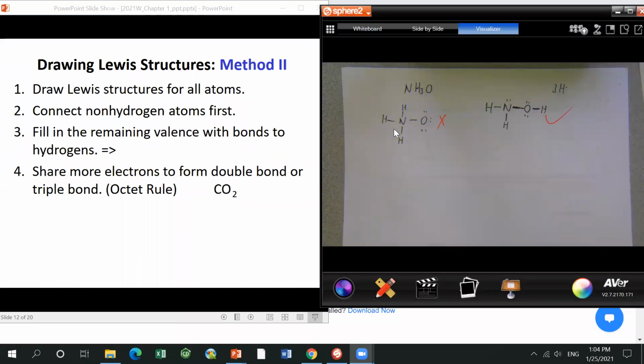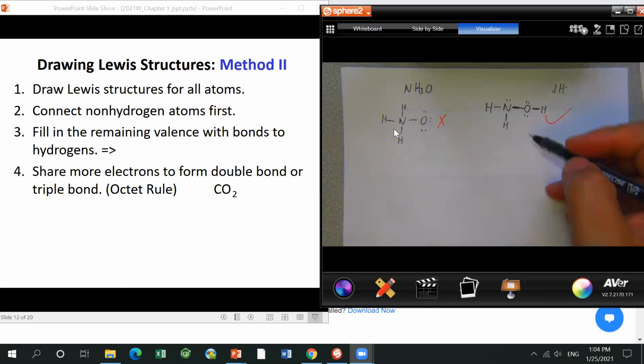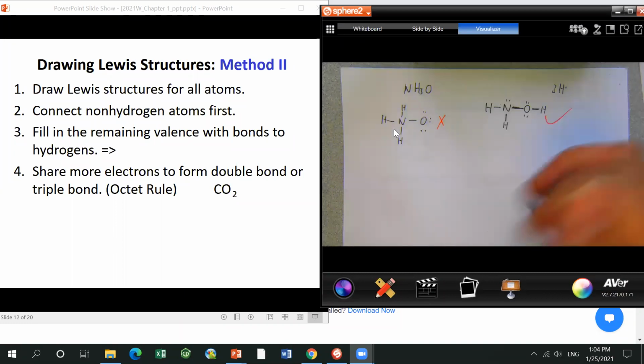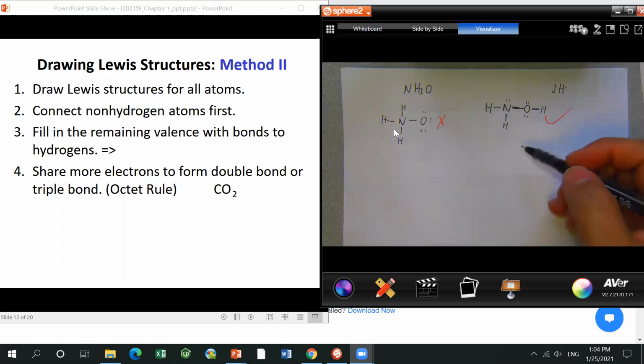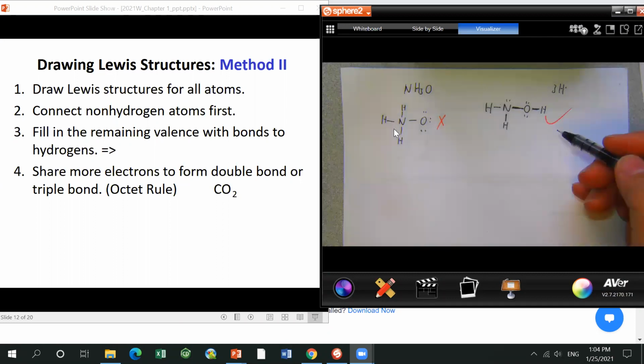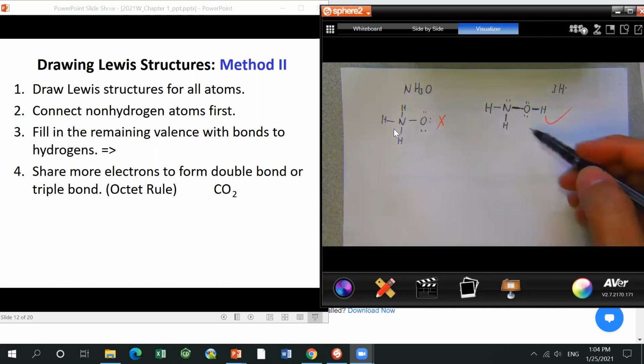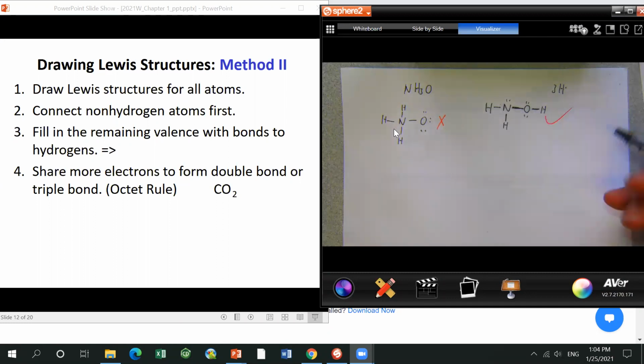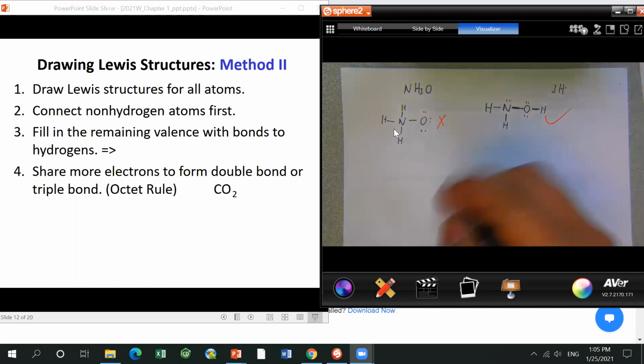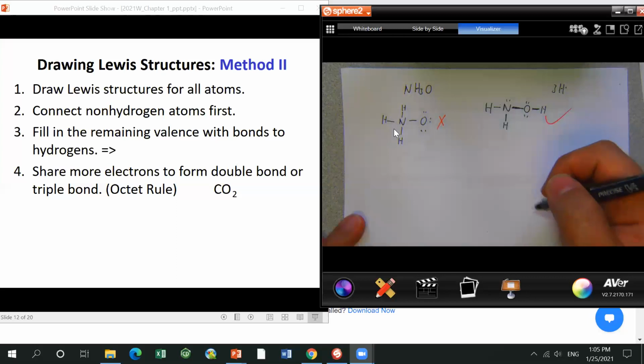Now, after you finish the structure, make sure to check the octet rule, whether all atoms are surrounded by 8 electrons, hydrogen by 2 electrons. For this one, the nitrogen and oxygen are surrounded by 8 electrons, so that's done. But if some atom is not surrounded by 8 electrons, you have to share more electrons to get a double bond or triple bond, and then follow the octet rule. Let's use CO2 as an example.